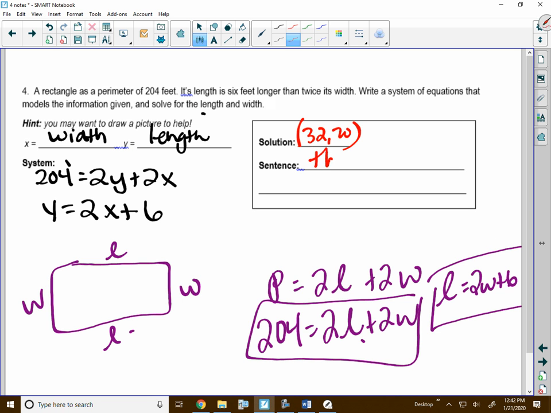Okay, so the width is 32 and the length is 70. Oh, and it should be feet. Should put feet in there.